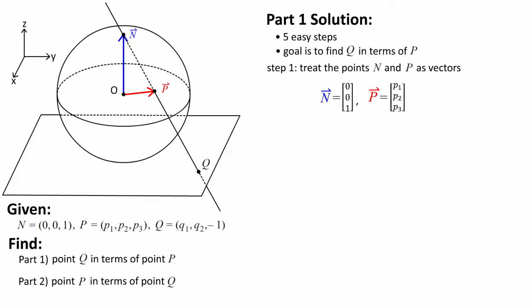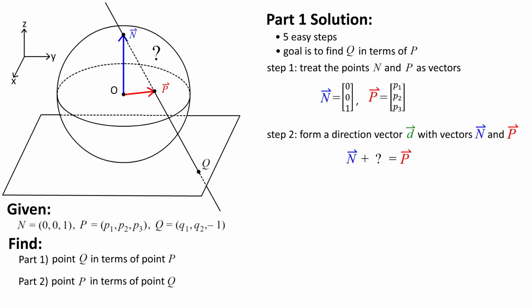As you can see, they both have their tails positioned at the origin O and their heads positioned at the original points. Step 2 will be to form a direction vector D with vectors n and p. When we go from the sphere to the plane, this vector must be between n and p, not n and q, because remember, we need q in terms of p. To form this vector, think about what bridges the gap between vector n and vector p. What must we add to vector n to equal vector p? Well, the answer turns out to be vector p minus vector n.